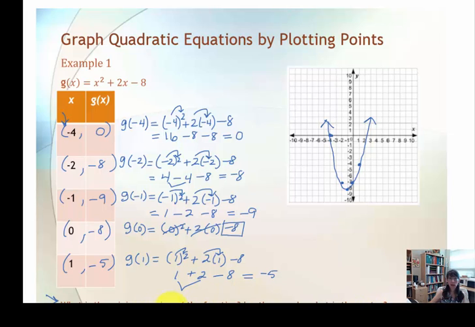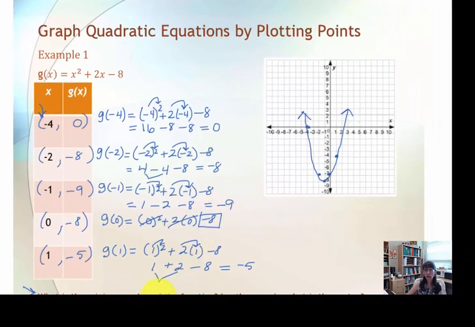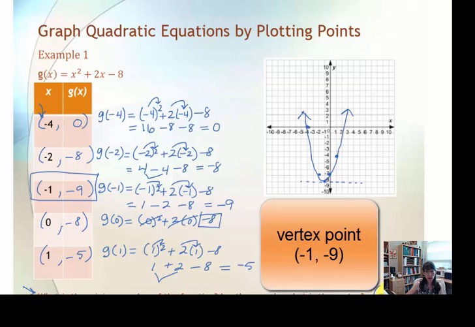So minimum value really relates to at what ordered pair is our lowest value. We can see at this dashed line, that's the lowest our parabola ever goes, and that's the value of -9. So here's the ordered pair that involves the y value of -9. So the vertex point is (-1, -9).